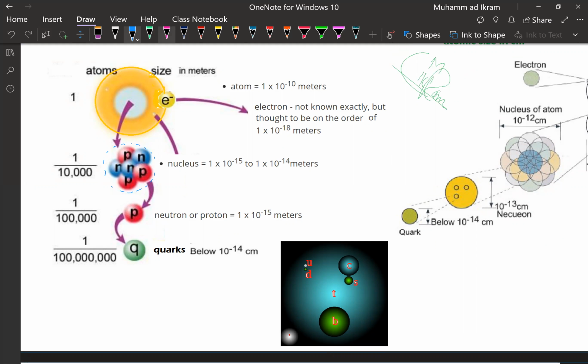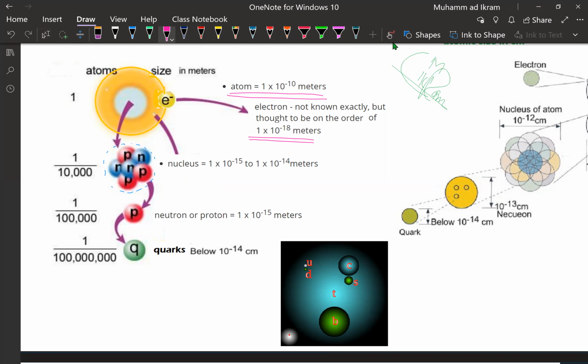And if you see the size of the atom, it is of the order of 1 into 10 to the power minus 10 meters, so it is extremely small. The size of the electron is not exactly known, but you may think it is around 1 into 10 to the power minus 18 meters. So this is much smaller than the size of the proton, right? And here you see the 1 over 10,000 part of the atom, this is the nucleus.